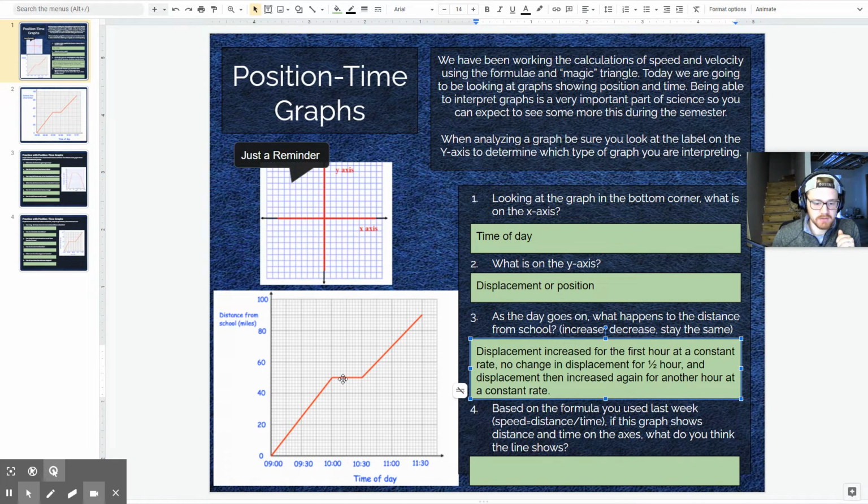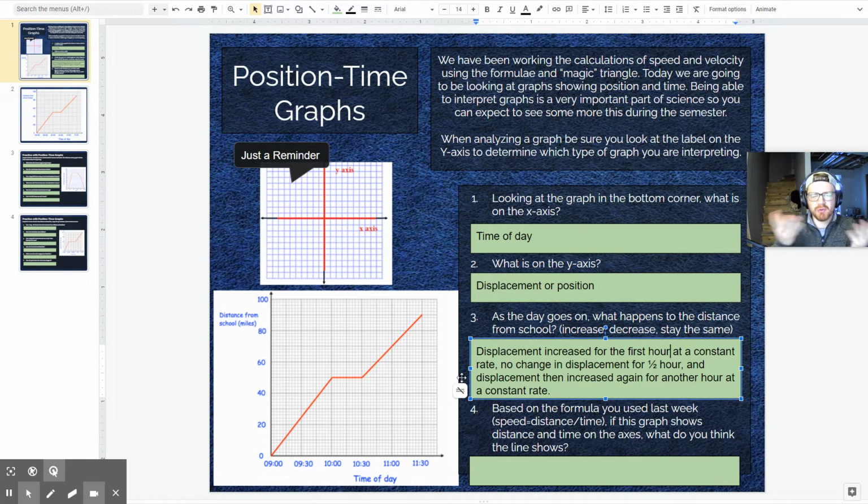Here there is a change in velocity, but there's no change in displacement. So there's no velocity here. They're staying in one spot. And then they start going again in the same direction as before, just a little slower, but still constant velocity.